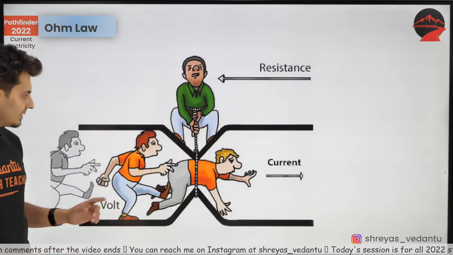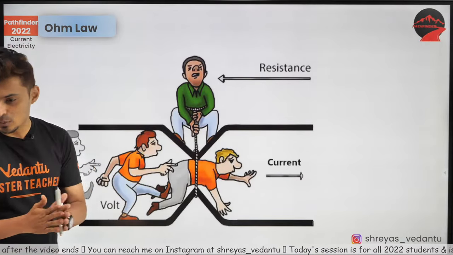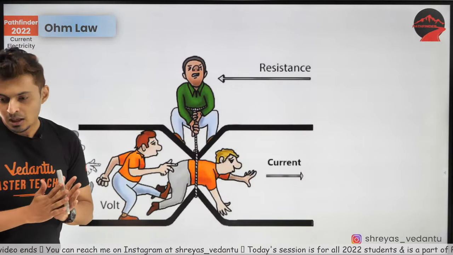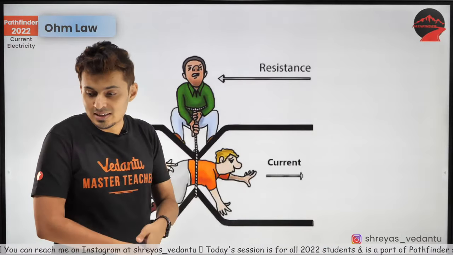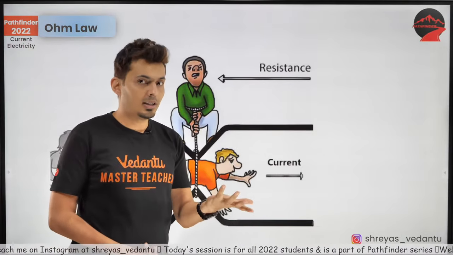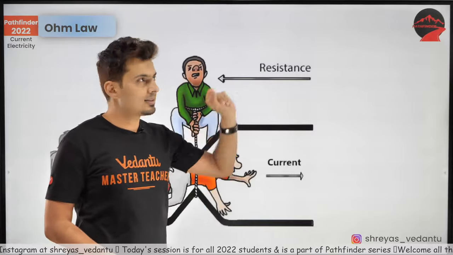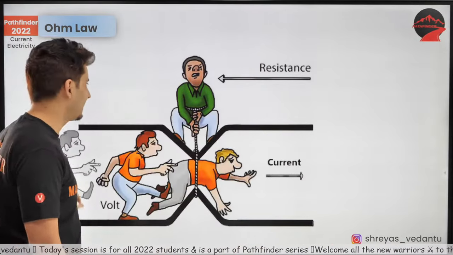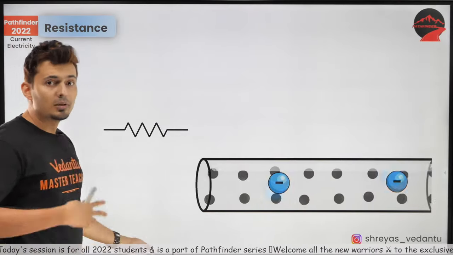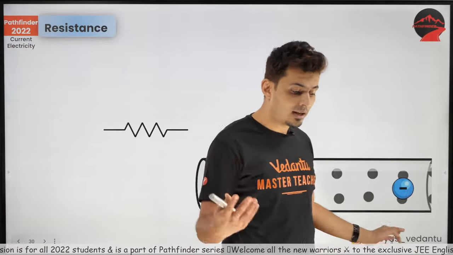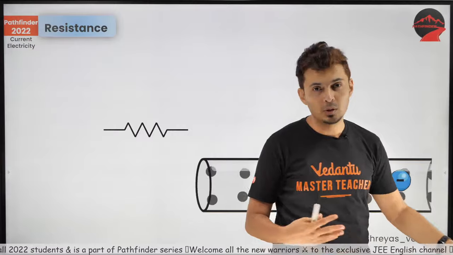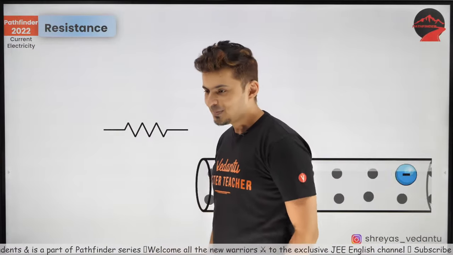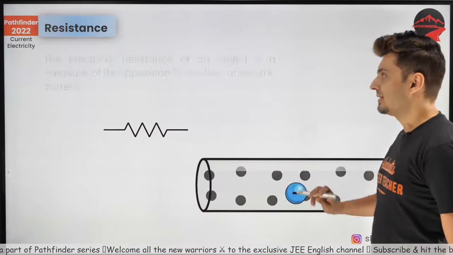I know, poor guy, how he's getting squeezed. How do you know whether it is ohmic or not? Very simple, draw the graph. If the voltage and current graph is a straight line, it's ohmic. If it is not, it is non-ohmic, as simple as that. And as you learn more and more topics, you will realize which are ohmic conductors and which are non-ohmic conductors also.